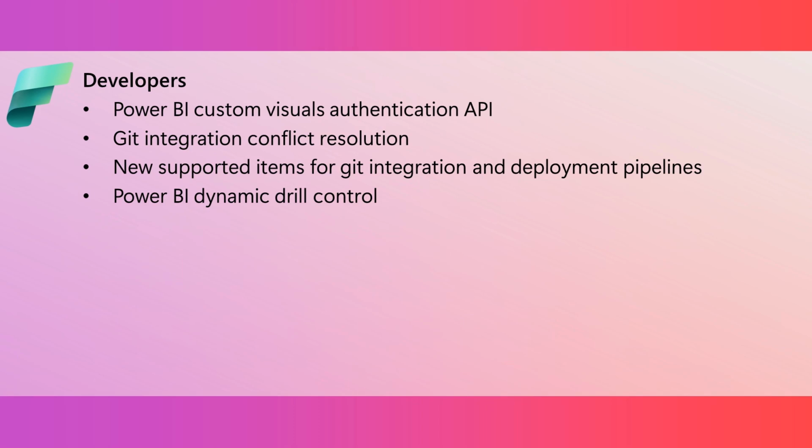And for those of you who work with Git, yes, we know, resolving merge conflicts can be very challenging, but we've made things a little easier. You can now resolve merge conflicts directly within the workspace. For lifecycle management, we've expanded the set of Fabric items that Git integration and deployment pipelines work with. They now work with notebooks and lakehouses.